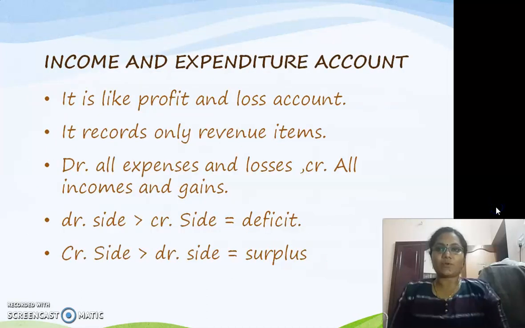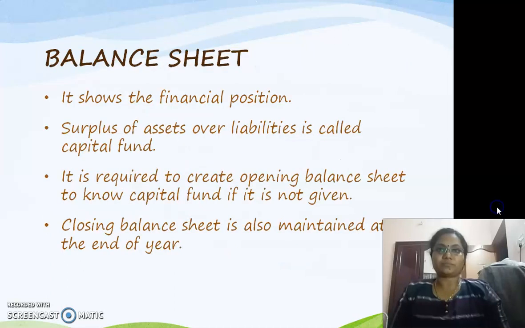Next, we are going to see about the income and expenditure account. It is just like the profit and loss account. It records only the revenue items. It follows the rule of debit all expenses and losses and credit all incomes and gains. If the debit side is greater than the credit side, it is called deficit, and if the credit side is greater than the debit side, it is called surplus.